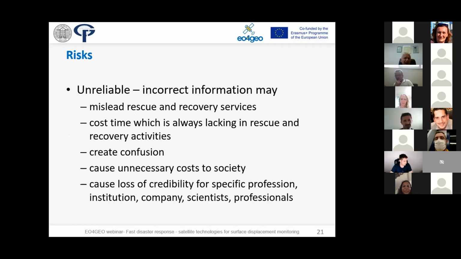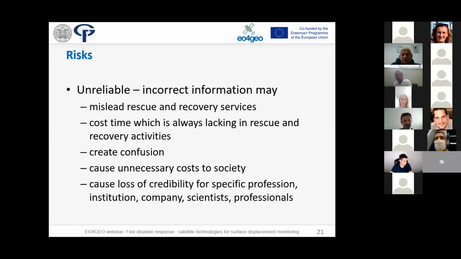Further, why? Because there are risks. If our information, for some reason, is unreliable or incorrect, it can, first of all, mislead rescue and recovery services or efforts. And this is definitely not something we would like to happen. It can cost time, and time is always lacking in rescue and recovery activities, especially in the first day after the earthquake happened.